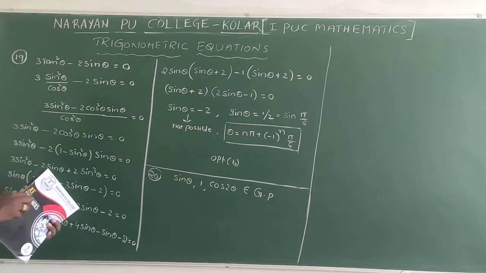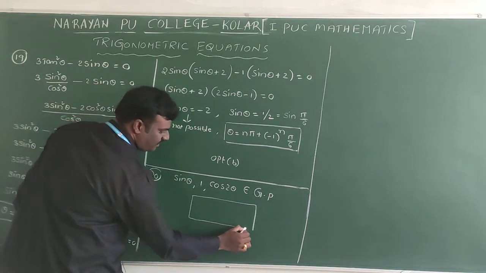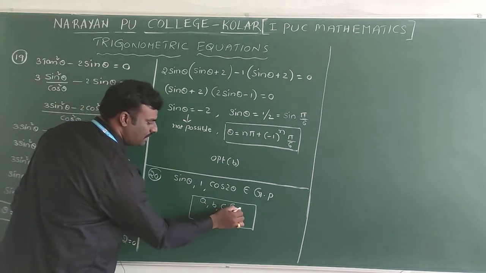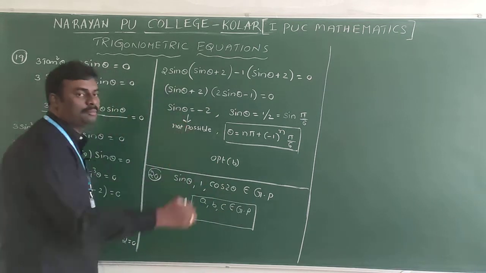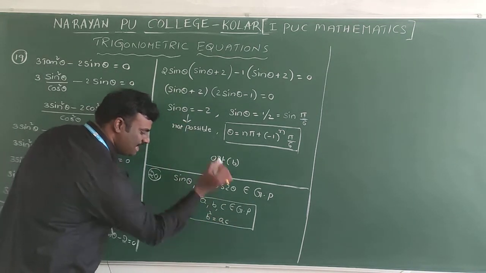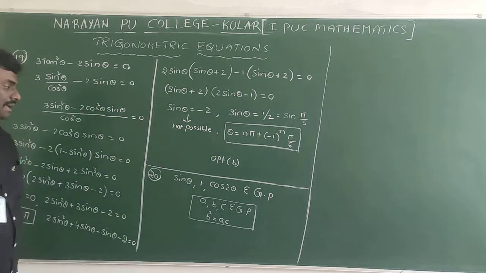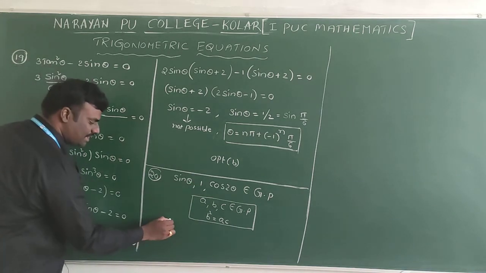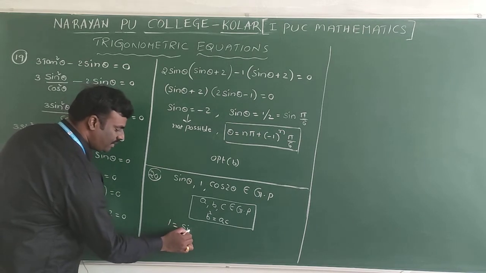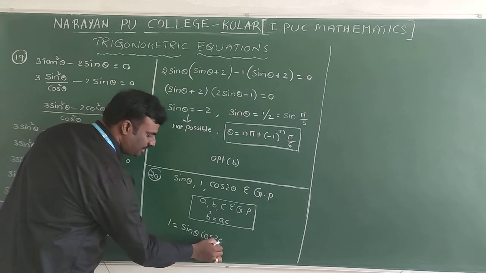Okay, now we have one formula from 10th standard. If three numbers a, b, c belong to a geometric progression, then the condition is b square is equal to ac. This is a, this is b, this is c. Apply it: b square is nothing but 1 square, that is equal to 1. A is nothing but sin theta, and c is nothing but cos 2 theta.